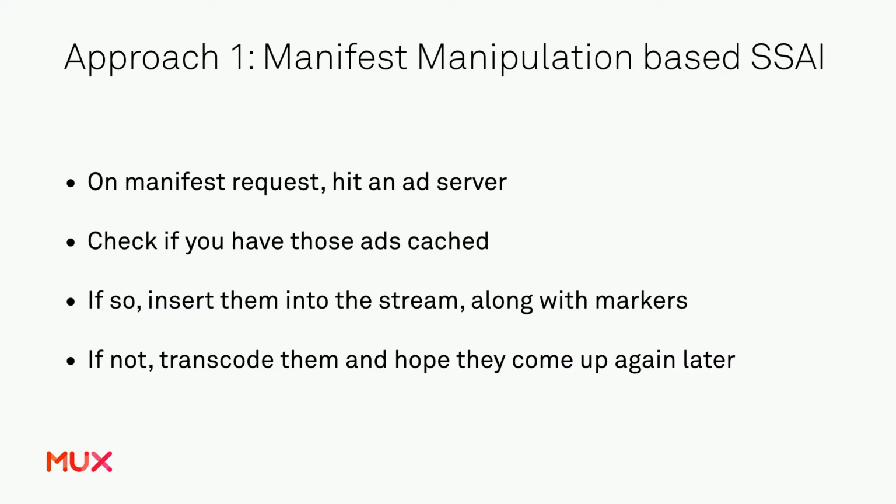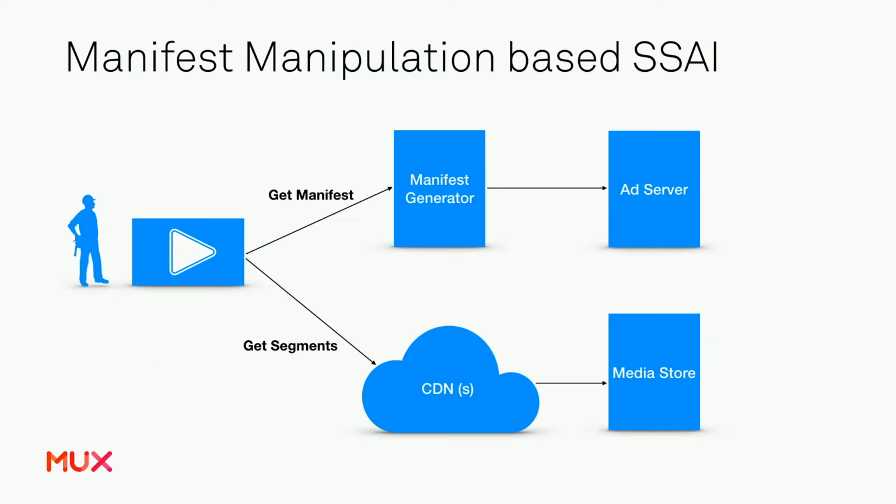When a manifest request comes in, you go hit an ad server on the server side, you check if you've got some ads cached. If so, stick them in the stream, use some magical markers, but if not, transcode them, hope they come up again. If you're using Google's solution, they actually share the ad transcode and do upfront ad transcode and clever stuff like that. Pretty simple architecturally, no special stuff going on.